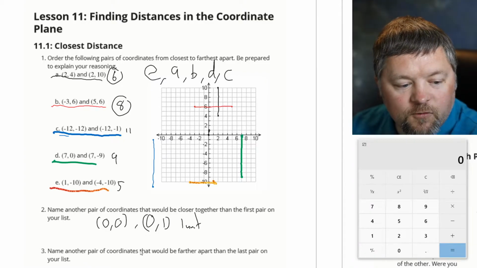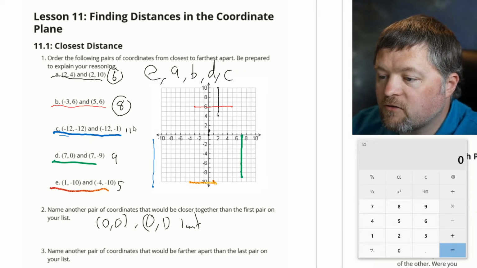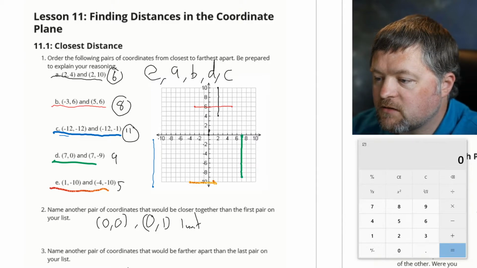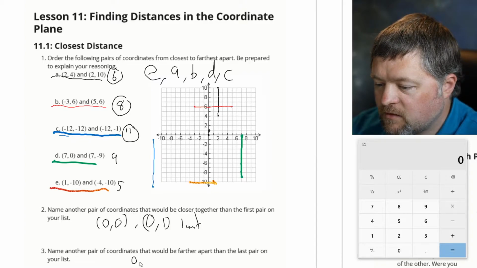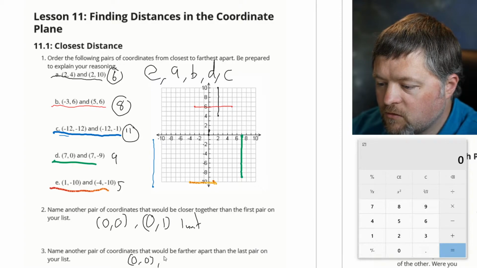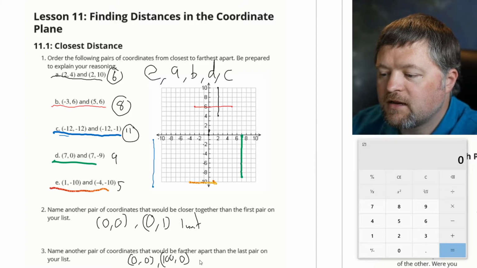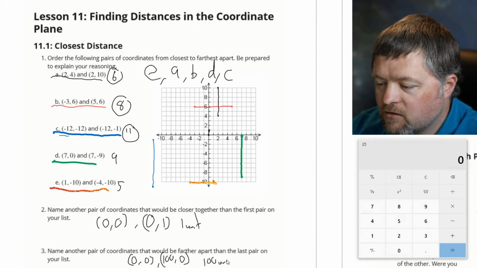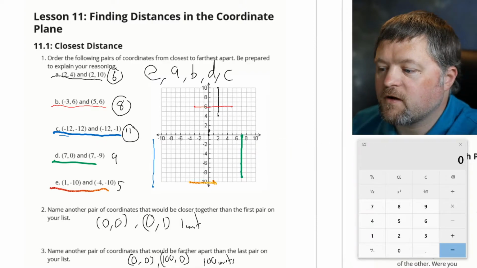Name another pair of coordinates that would be farther apart. So we need 2 points that are farther apart than 11 units. How about if we went with, for this one I changed a y value, so let's change an x value. How about if we go from 0, 0 to 100, 0. Now those are 100 units apart. From 0, 0, way over. Okay.